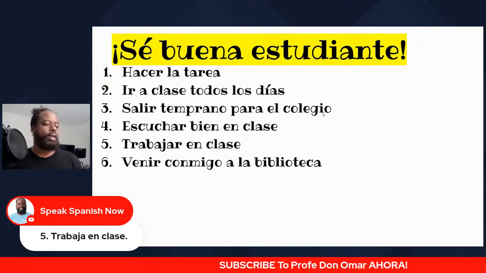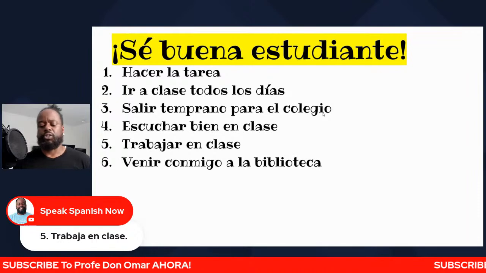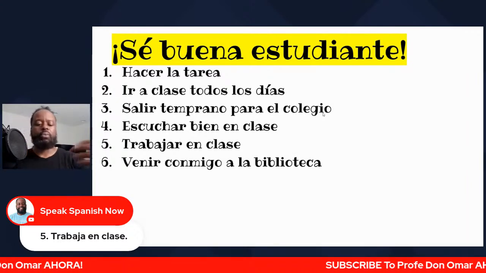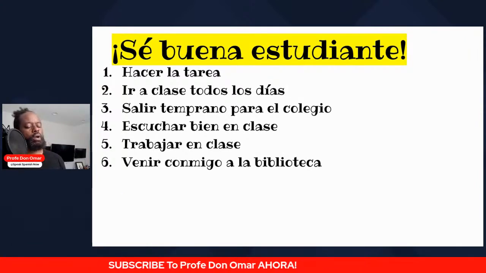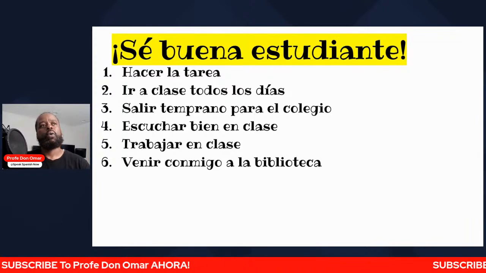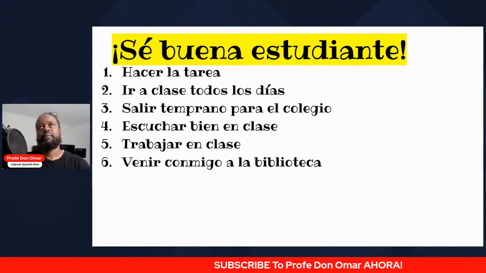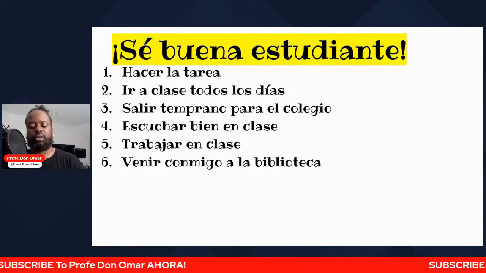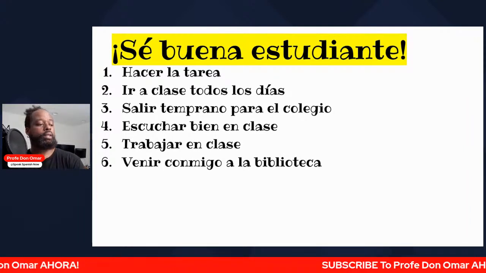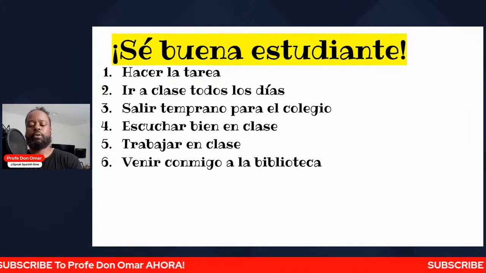All right, here we go. Venir conmigo a la biblioteca. Venir conmigo a la biblioteca. Come with me to the library is what you're telling this person, right? Because they want to improve their grades. Come with me to the library. Okay. So now we've got to say this word venir. Ven. Okay. Ven, it's irregular. So we know the irregular command is ven, right? Ven conmigo. Let me put the number in here. Número 6. Ven conmigo a la biblioteca.